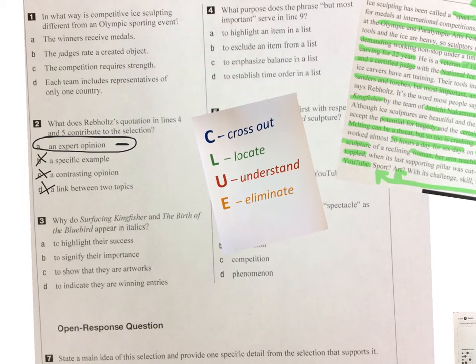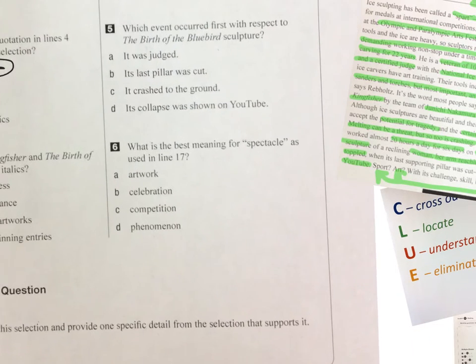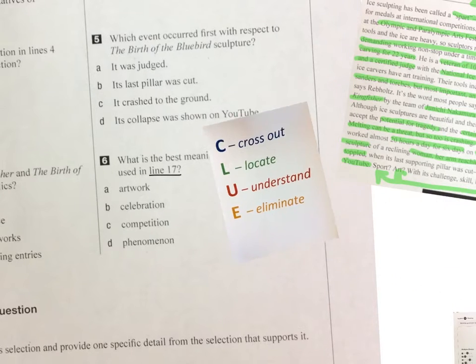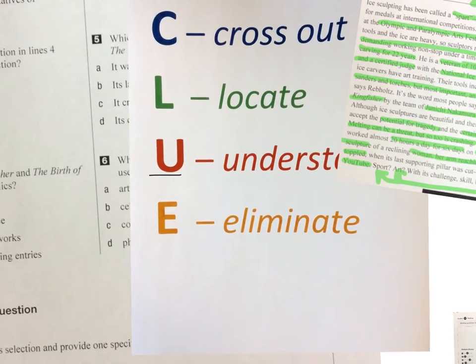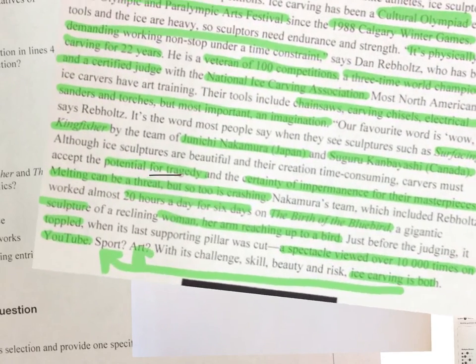Let's look at one more question and show another example of how we can use the strategy CLUE. This time we'll look at question number 6. What is the best meaning for spectacle as used in line 17? Okay, again, right away, we're told where to look. So first off, we're going to use the strategy to locate. Let's locate in the paragraph that we highlighted, line 17.